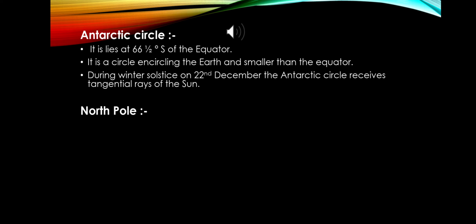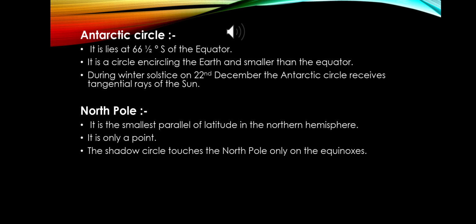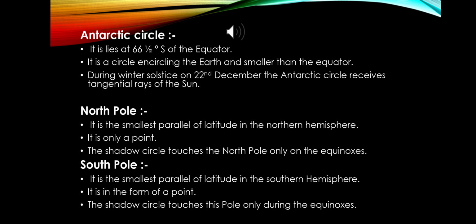And next is the North Pole, that is 90 degrees north. It is the smallest parallel of latitude in the northern hemisphere. It is only a point, and the shadow circle touches the North Pole only on the equinox, that means in March or in September. Next is the South Pole, that is 90 degrees south, and it is also the smallest parallel of latitude in the southern hemisphere, in the form of a point, and the shadow circle touches this pole only during the equinox, that means in March and in September.